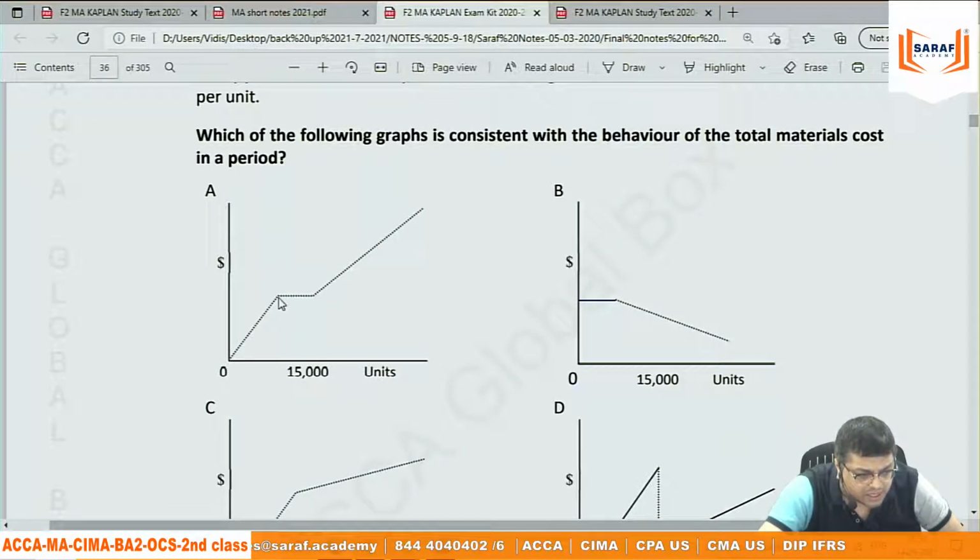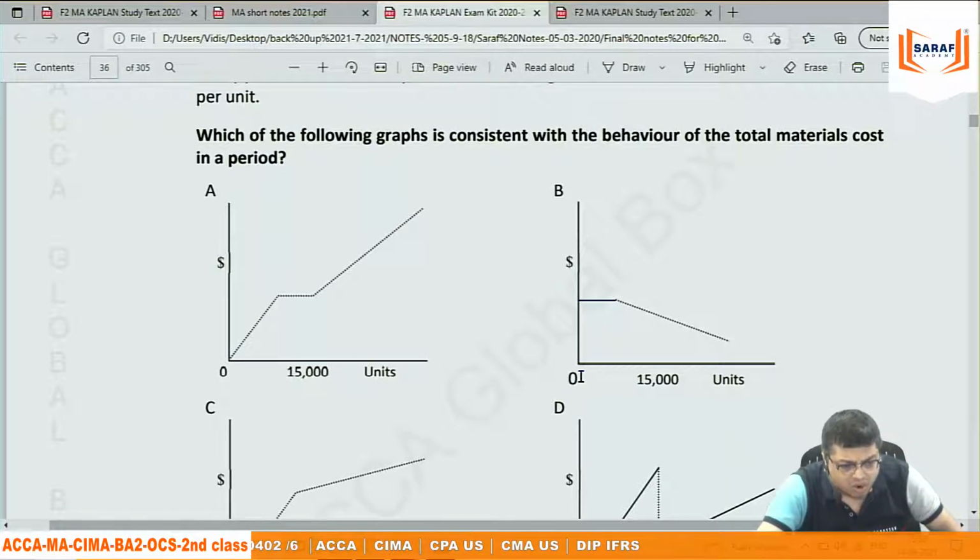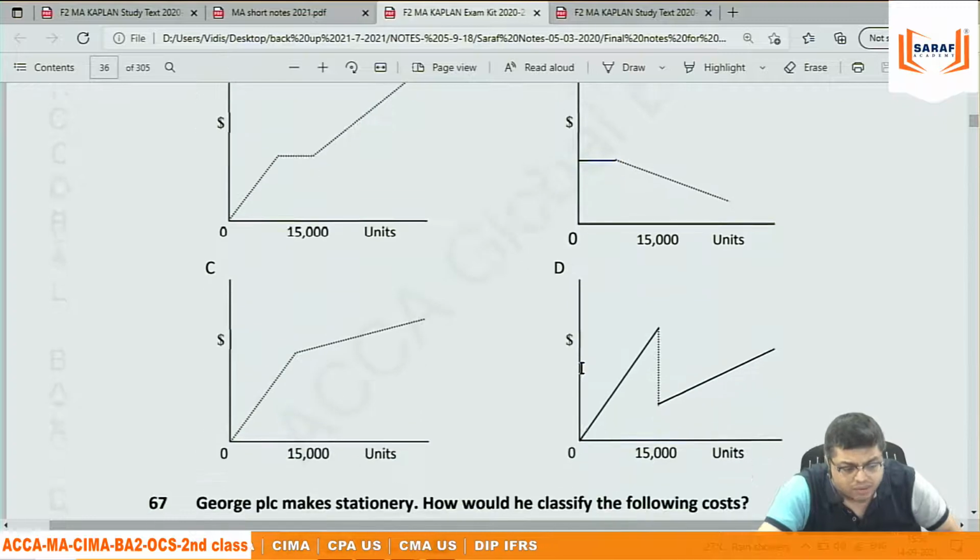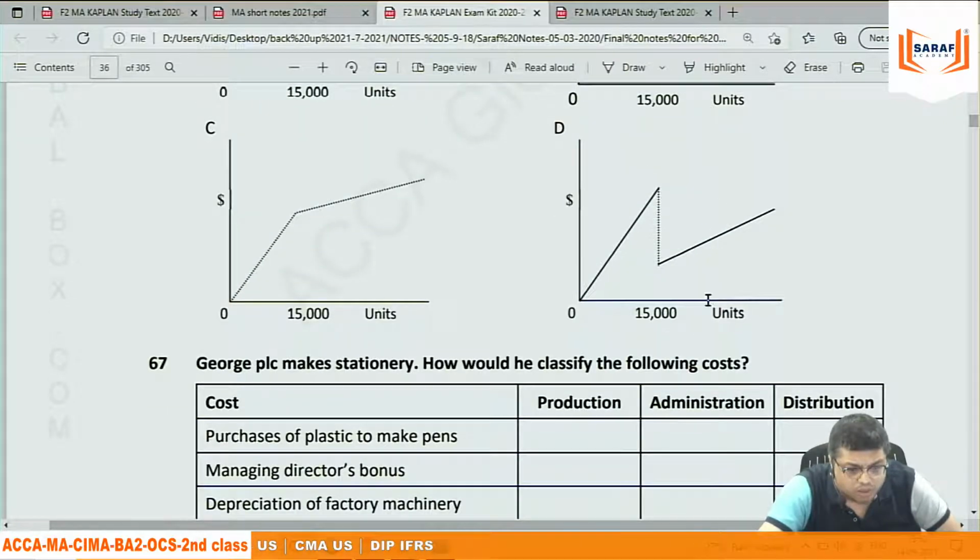This cannot be the answer because this has a fixed portion. This cannot be the answer because the cost will start from the origin. It is a variable cost. So the answer has to be D.